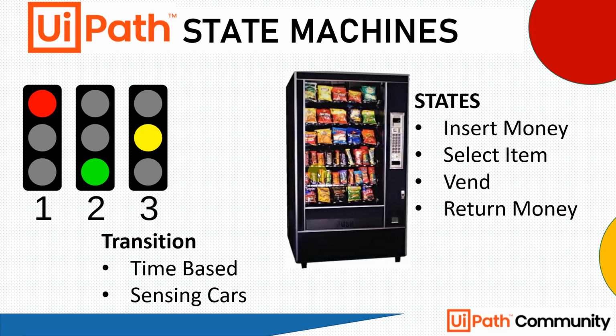Once the money is inserted, then only you will be allowed to select an item. Once the item is selected, then only the machine will vend you the item, and after that only you will get the returned money, right? It cannot be like you just insert the money and you don't get the item and it directly returns the change, right? So that won't work. So that is a perfect example of a state, and the traffic signal is a very good example of a transition. So now I hope you understand these two terms, what are states and what is a transition.